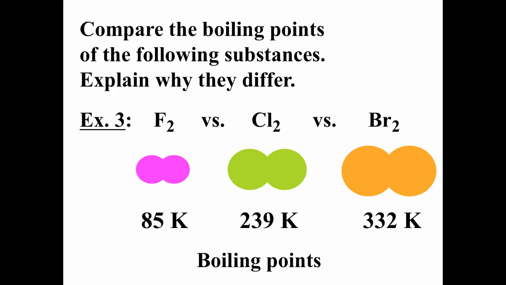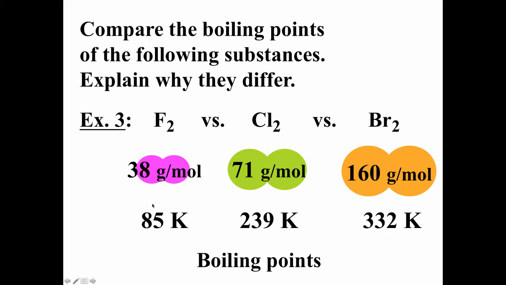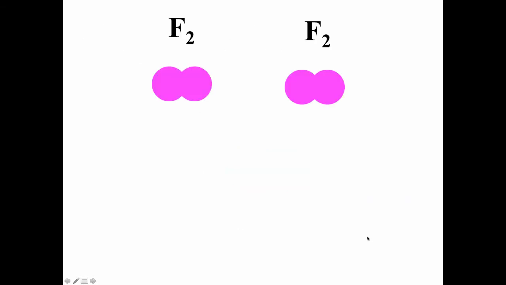And here the boiling points are converted to Kelvin temperatures, 85 Kelvin for fluorine, 239 Kelvin for chlorine, and 332 Kelvin for bromine. Now, here are their molar masses, 38 grams per mole, 71 grams per mole, and 160 grams per mole. So note there doesn't seem to be a linear relationship or anything like that, but as the molar mass goes up, the size of the molecule goes up, the boiling point goes up as well.